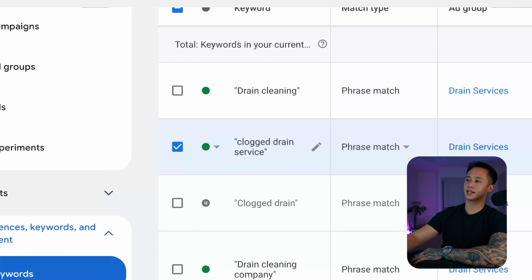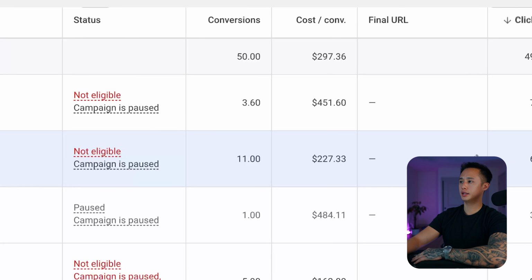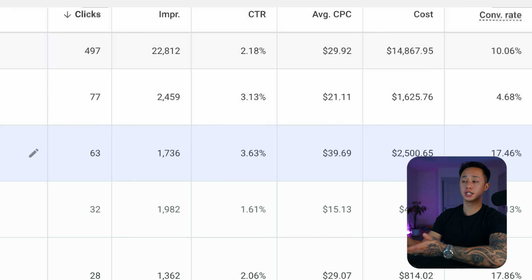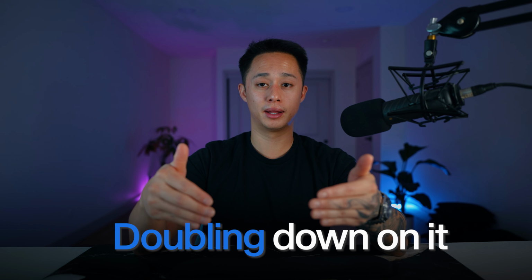Now, if we look at the second keyword here, clogged drain service, we see that it generated about 11 leads, and the cost per lead on this is $227. We spent $2,500 on it, which means we have sufficient data. Our conversion rate is close to 18%, 17.5%. We know that for this campaign, the average conversion rate was 11%, and we know that the industry average is between 8 to 12%. This is performing at 17.5%, which is above both of those numbers, which means that this is our winning keyword. So what should we do in this case? We want to leave this keyword on and continue targeting it, maybe doubling down on it.